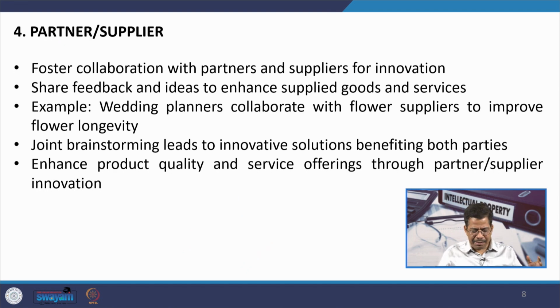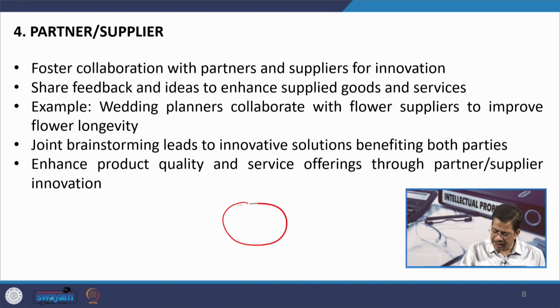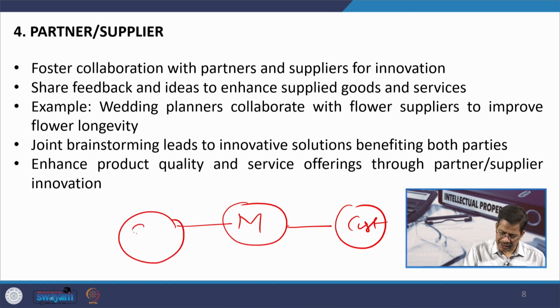Then your members of the supply chain. You are a manufacturer, on one side you have customers and on the other side you have suppliers.